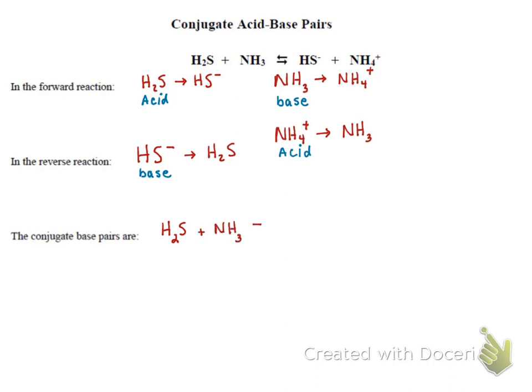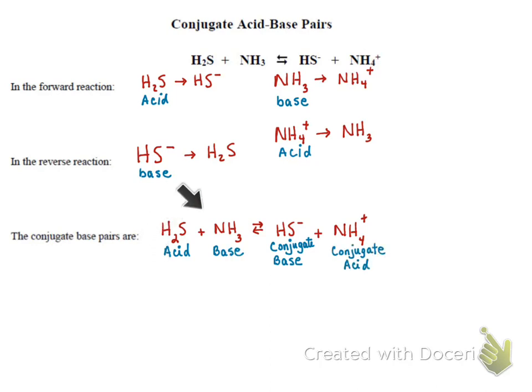If we write out the complete reaction, we could see that the acid H2S becomes a base, and because it's on the other side, we call it a conjugate base. Conjugate just means on the other side of the equation. And then NH3, which acts as a base, becomes its conjugate acid. Conjugate acid-base pairs are always separated by the gain and loss of a single proton.